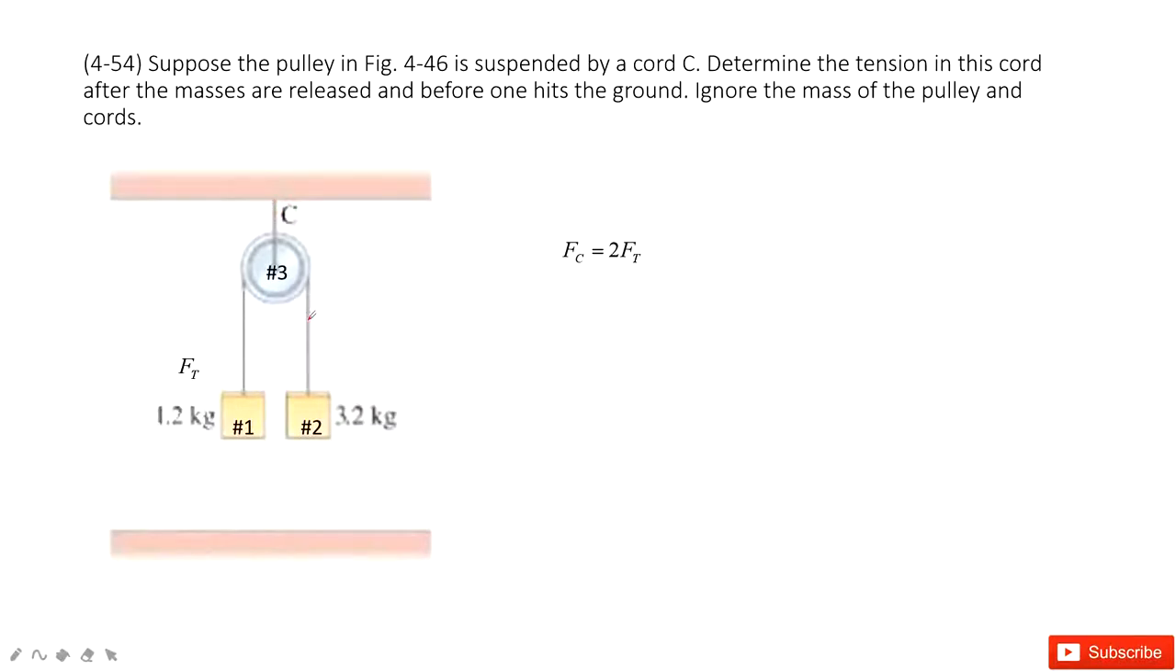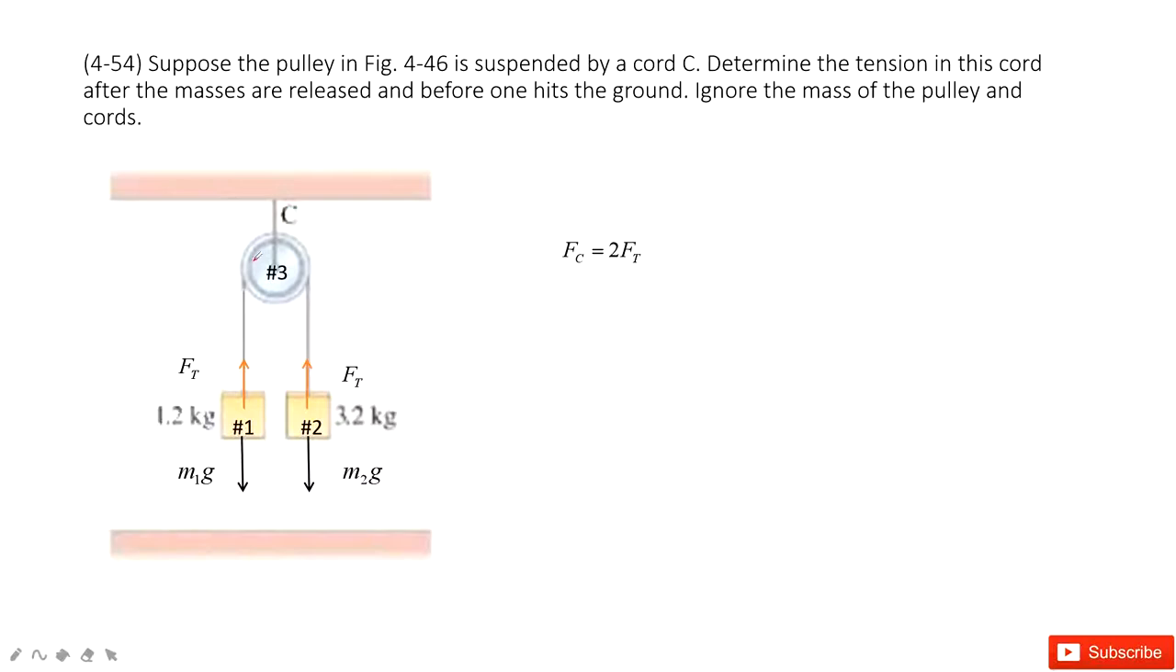So now we do the free body picture and see how it works. First one, at number 1, it must have gravity and the tension, Ft. The second one has gravity and tension. And these two tensions must be the same because they come from the same cable. The cable is massless, so the force needs to be equal everywhere.